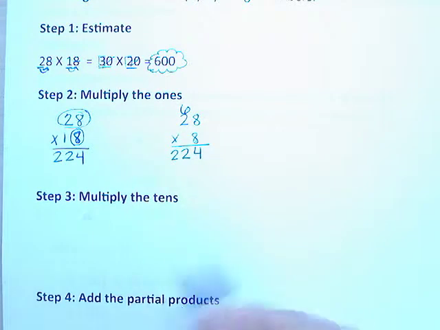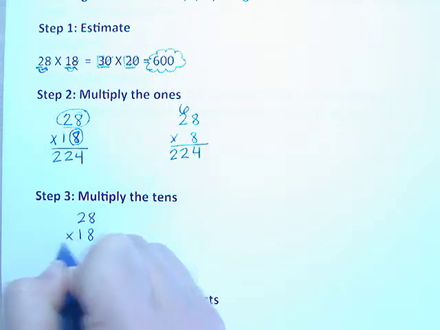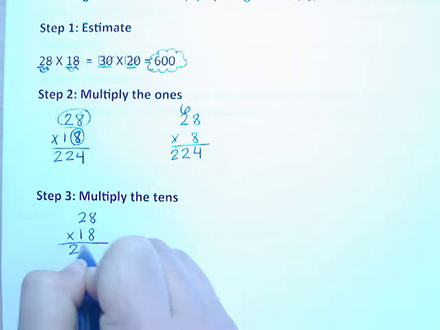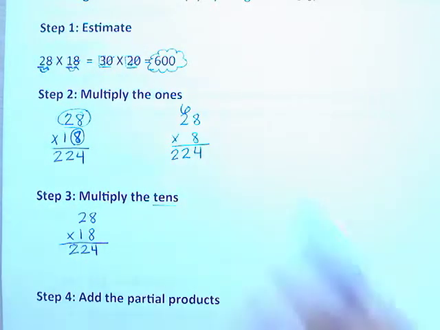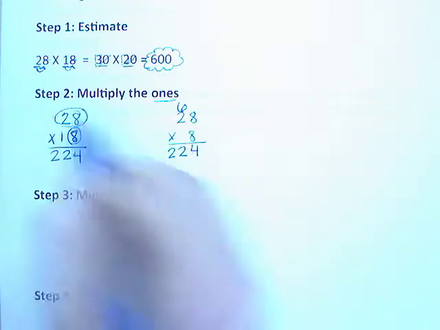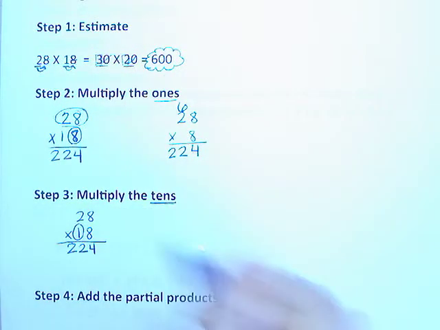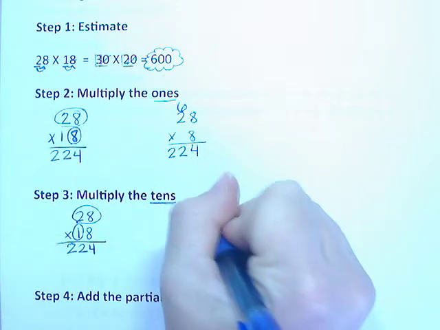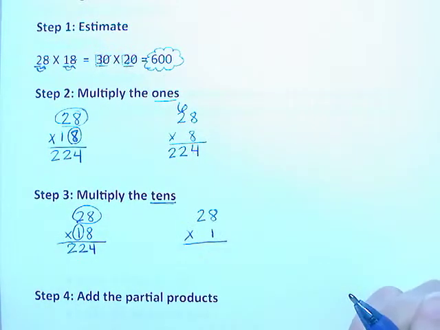I'm going to rewrite my problem so that we can do our next step. The next step is to multiply the tens. We've multiplied our ones times the top number. Now you're going to multiply your tens times the top number. So I have 28 times 1.